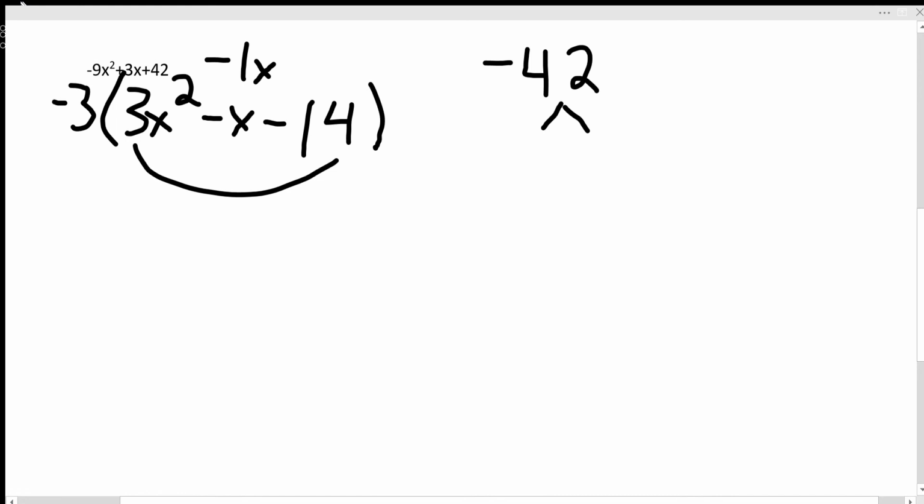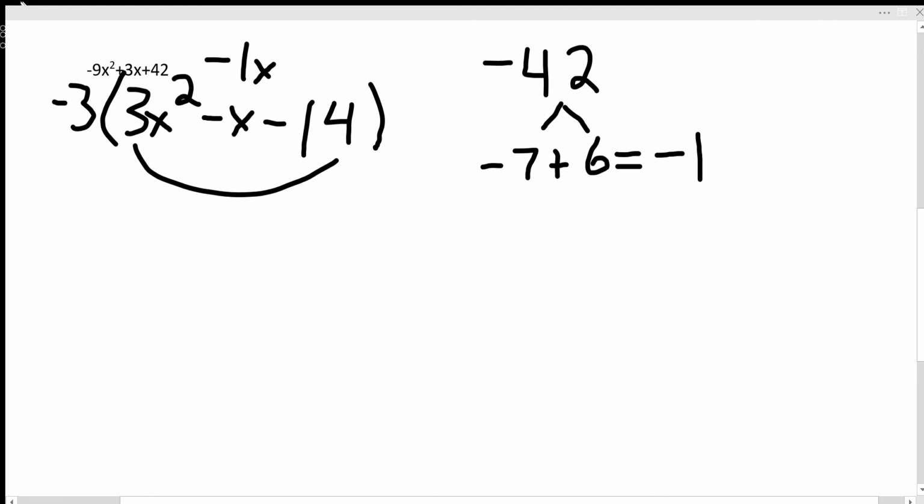So what are those two factors? Well, we know that we have 7 and 6, which are factors of 42. Now which one of those would we want to be negative? We want them to add to be a negative 1, so it makes sense that we'd want our 7 to be negative. And we know that negative 7 plus 6 will indeed equal negative 1.